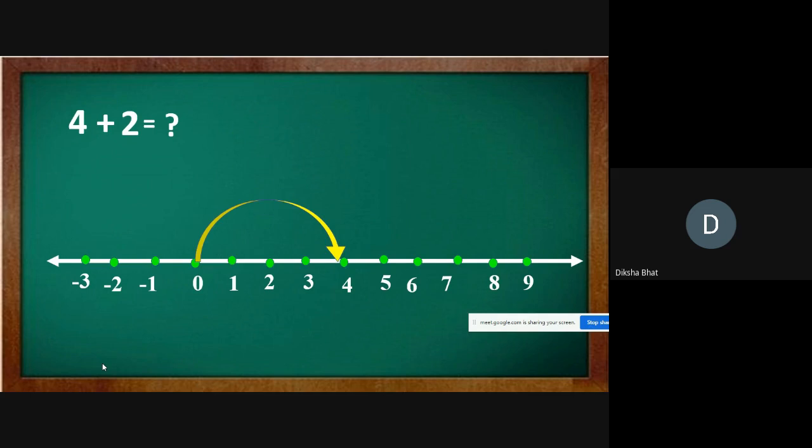Which is the second integer? Positive 2. Yes. Since it is also a positive integer, we move 2 places to the right of 4. Where would we reach? Positive 6. Yes, correct. So what will be the answer? Positive 2. Correct. Let us solve one more problem.